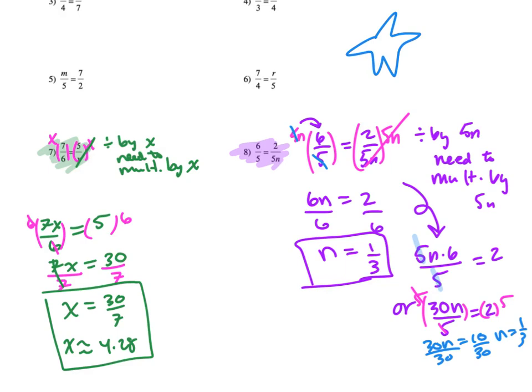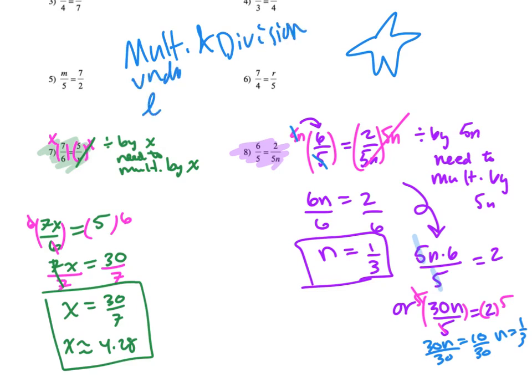I hope I wasn't assuming too much that you already knew. Multiplication and division undo each other. They're inverses, and we'll talk about that in our inverses unit. So if you have a multiplication situation, you have to divide. If you have division, you have to multiply.